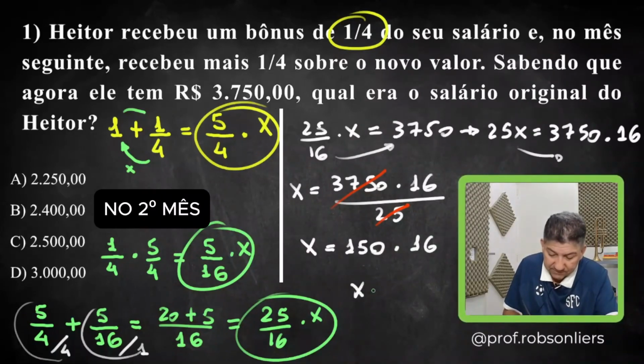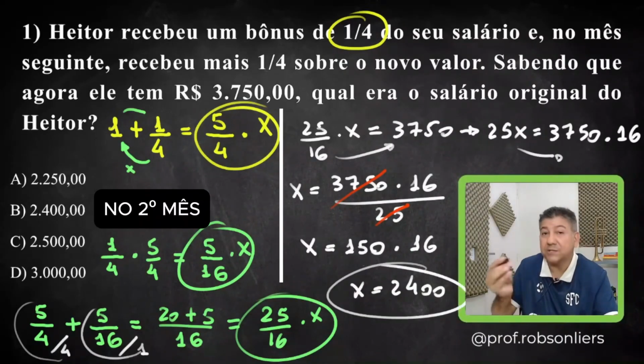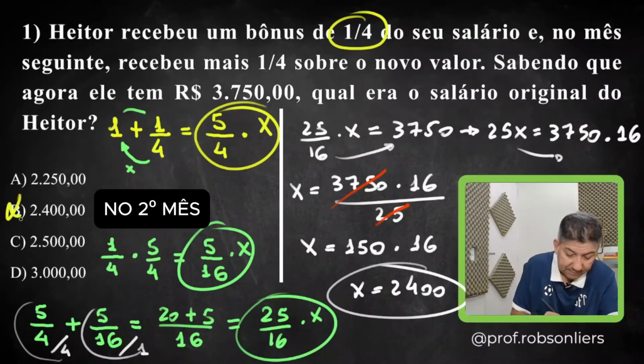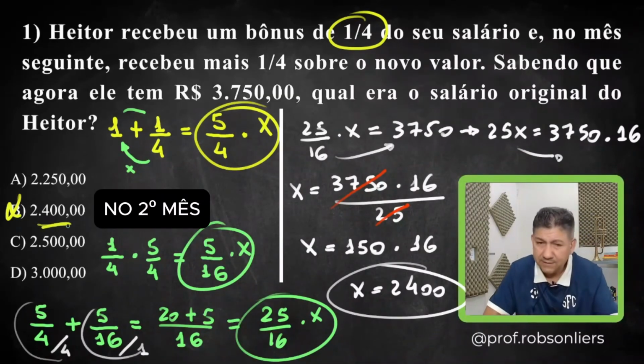Solving the multiplication, 150 times 16 equals 2,400, which is Heitor's salary before the 2 bonuses. Here, look, what was his original salary? The original salary was 2,400. Whoever picked letter B here got the question right. Exactly, there are other different ways to solve it. If you solved it differently, let me know in the comments.